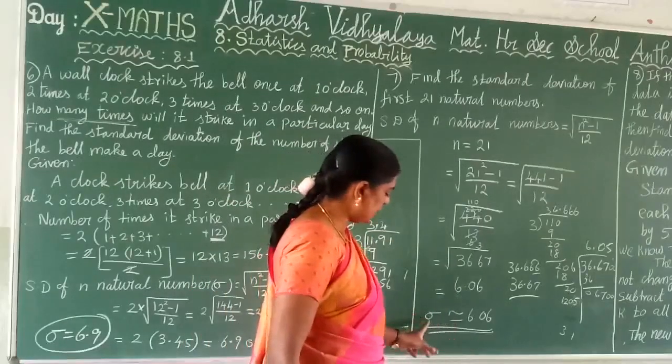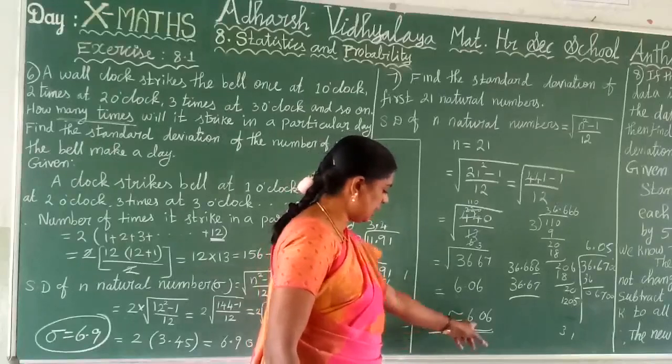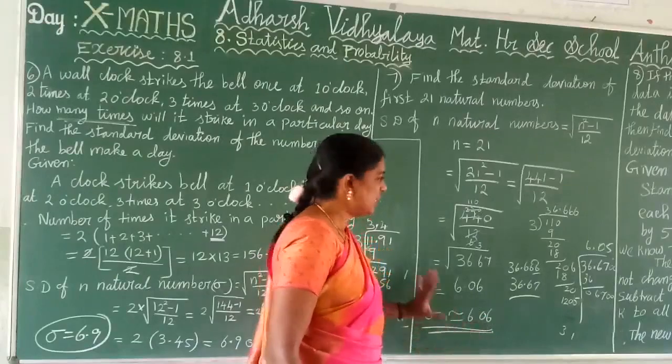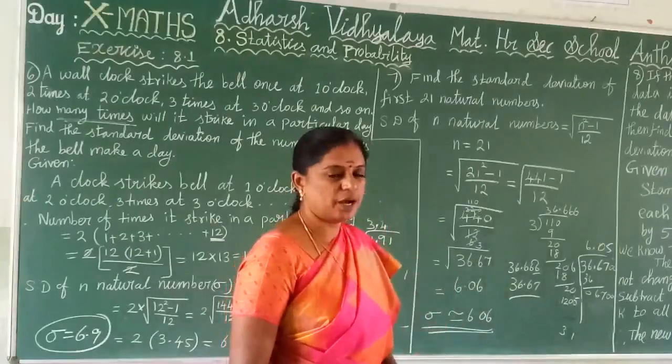And if you are confused, at last you write sigma is equal to, like that you write, and then write the answer. Clear? For this exercise, do the long division method properly.